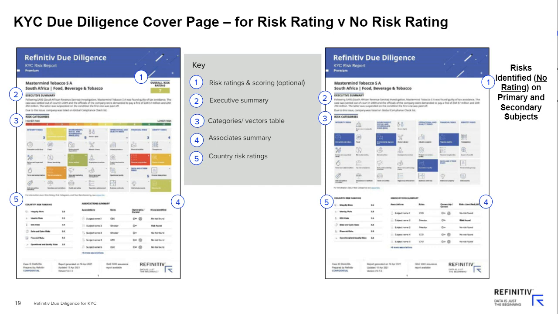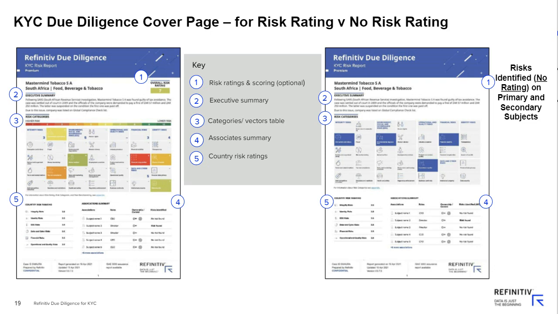So we do have the KYC report in a no risk rating form, as you're seeing on the right-hand side. That actually just turns off the numerical risk rating in the upper right-hand corner. It turns off the risk bar that you would typically see, and it turns the risk category table into a binary. So blue or gray in terms of risk identified or risk not identified.